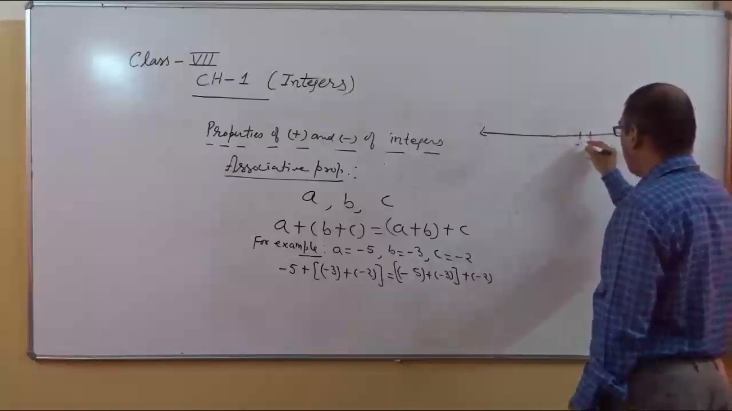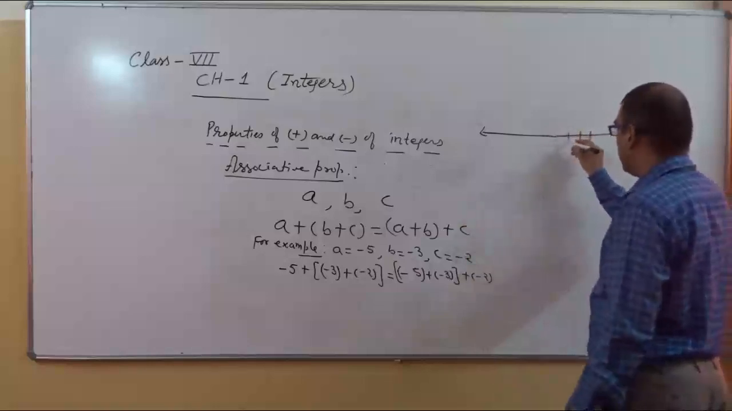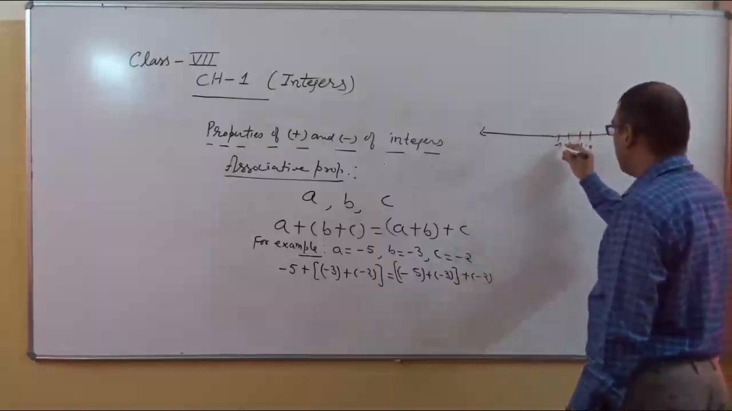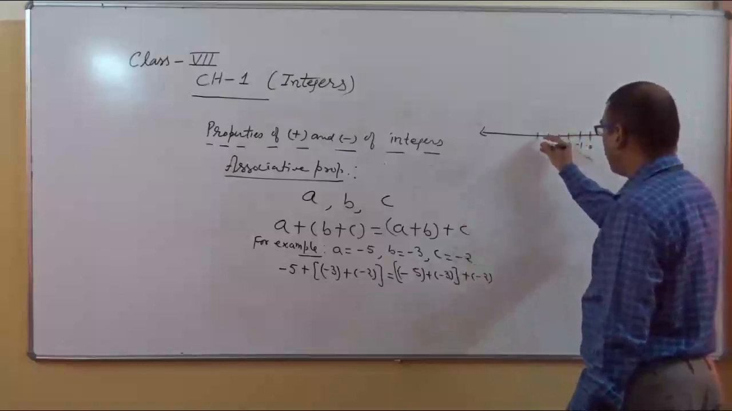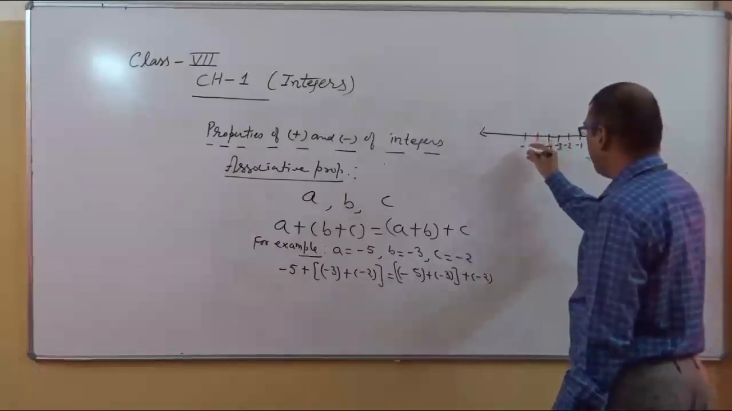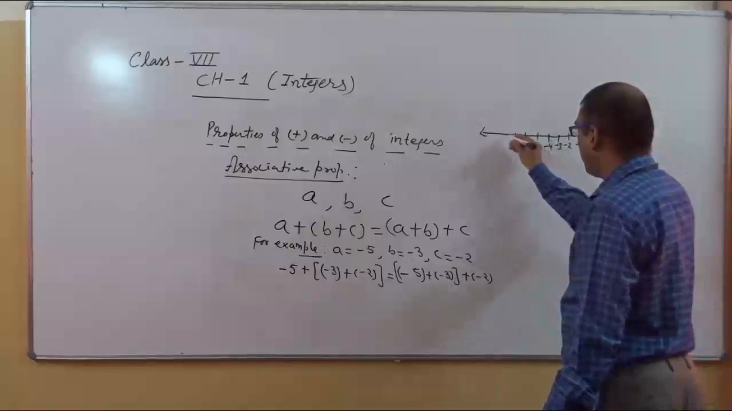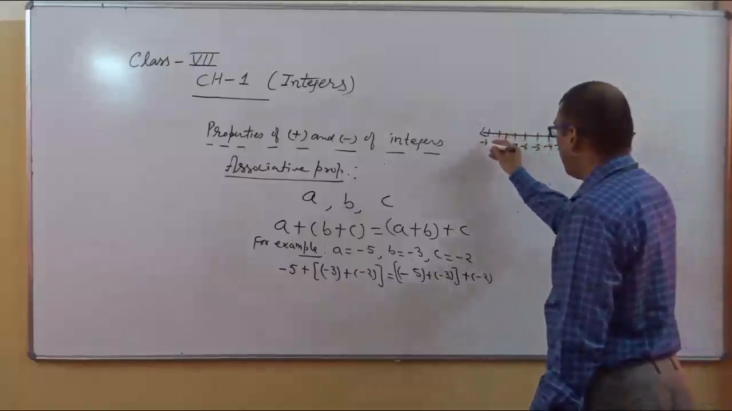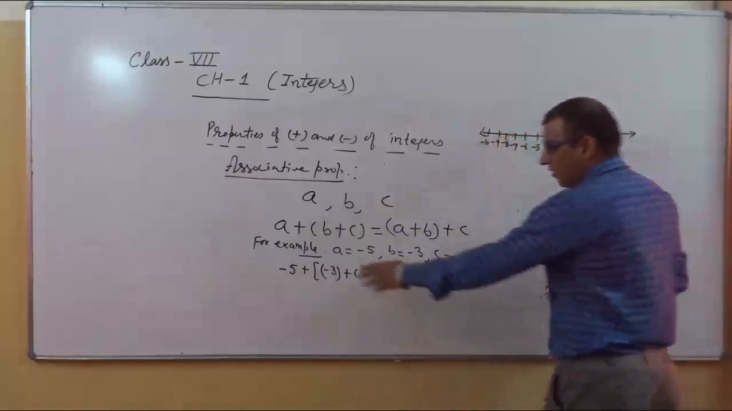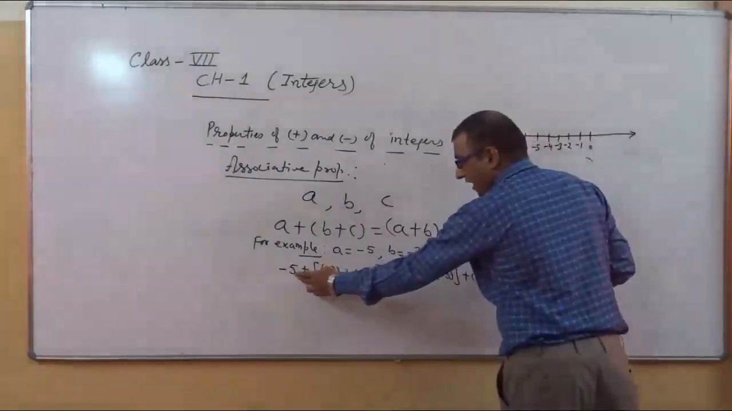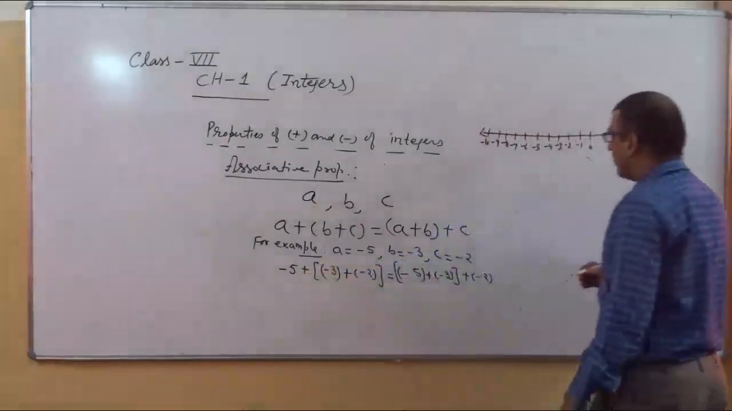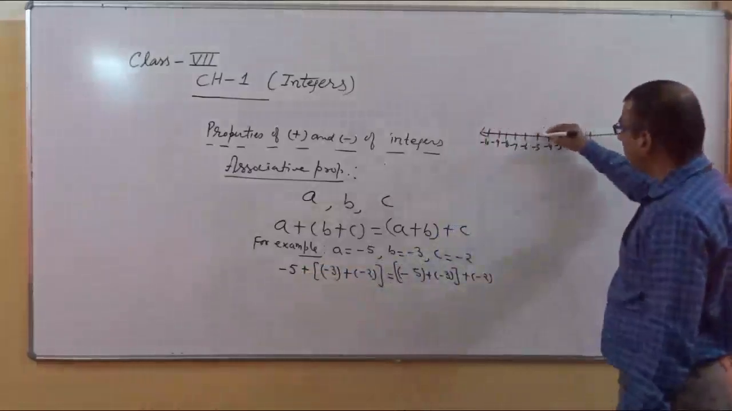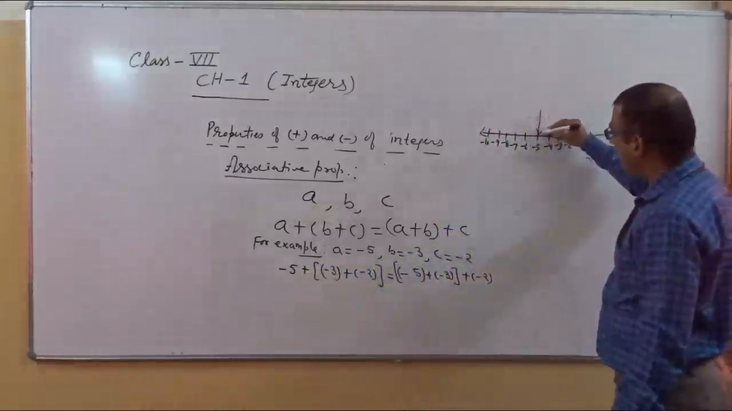So this is -1, because we are dealing with the minus: -1, -2, -3, -4, -5, -6, -7, -8, -9 and -10. So we are adding -5 plus -3. So this is our -5.